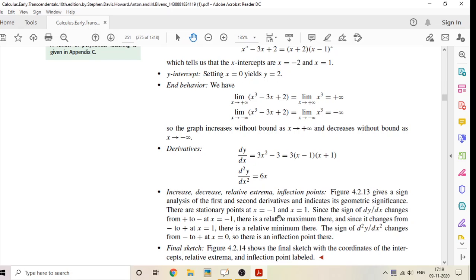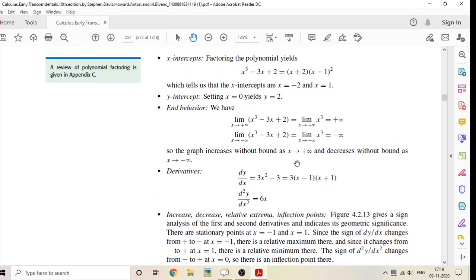So find the y coordinate also. അപ്പോൾ x equal to മൈനസ് 1 വരുമ്പോൾ ഫങ്ഷൻ്റെ വാല്യൂ എന്താണെന്ന് കണ്ടുപിടിക്കുക. അതുപോലെ തന്നെ x equal to 1 ആകുമ്പോഴും ഫങ്ഷൻ വാല്യൂ എന്താണെന്ന് നോക്കുക. ഓക്കെ. അതുപോലെ ഇൻഫ്ലക്ഷൻ പോയിൻറ്റിൻ്റെ കോർഡിനേറ്റ്സ് നോക്കുക. x equal to 0 ആകുമ്പോൾ y value is equal to 2.